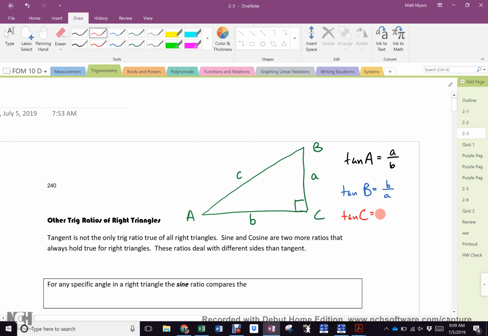The tan of C, the tan of 90 degrees, is undefined because you can't do it. The opposite is the hypotenuse, and there's 2 adjacents. If you try it on your calculator, what happens? What happens if you try to do the tan of 90? Doesn't work. Math error, right? Because it doesn't exist. Everybody cool?